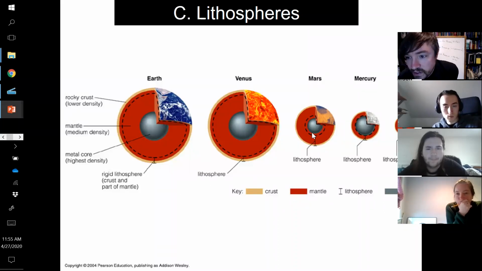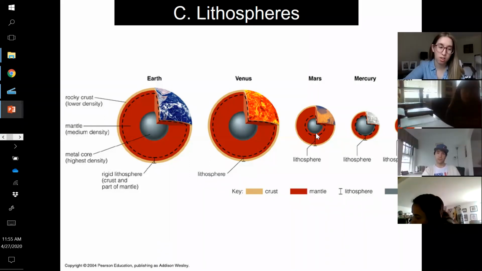How about Mars? What's the rotation rate of Mars? Anyone know? Isn't it just a little slower than Earth? Yeah, it's basically the same. I think it's actually a little faster, like 24.5 hours or something. It's almost identical to Earth's rotation, which is kind of amazing. However, Mars lacks a geomagnetic field. Why?